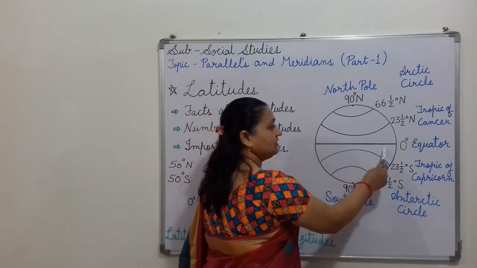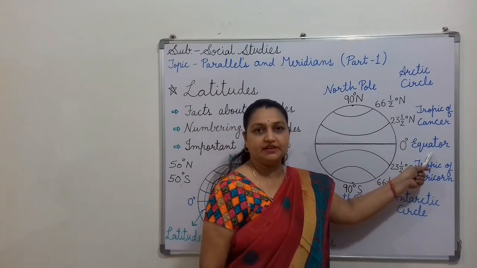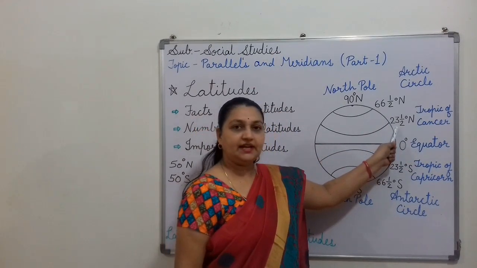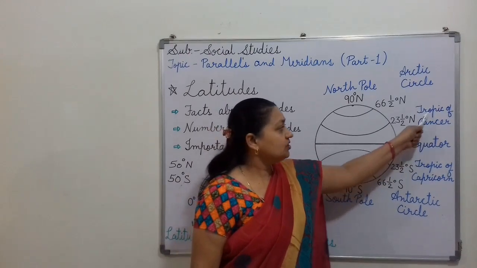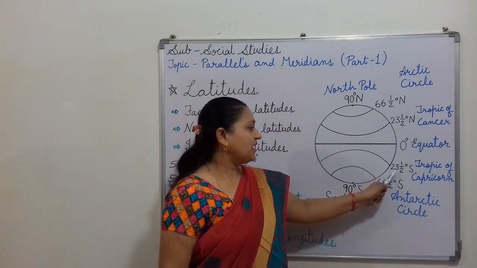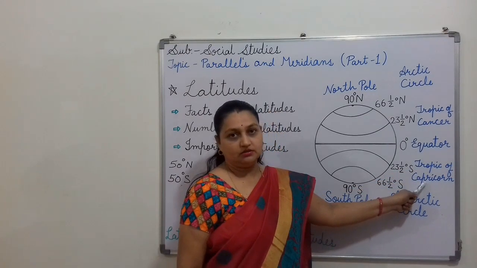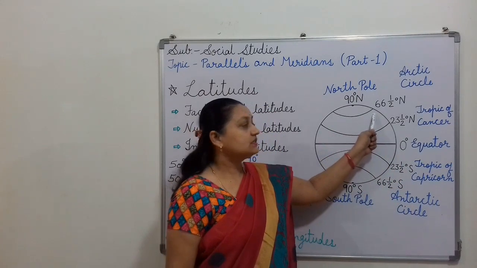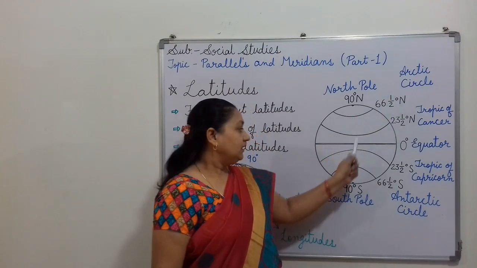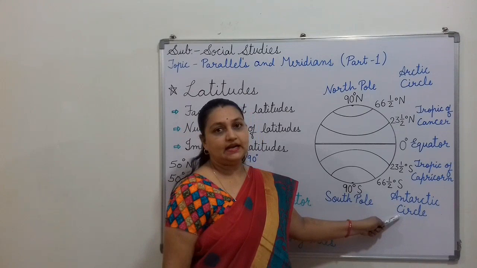Here, this is the central line of latitude which is marked Cancer. The same latitude here in the southern hemisphere, it is marked as 23.5 degree south. It is known as the Tropic of Capricorn. Now coming to the northern hemisphere, this is the 66.5 degree north latitude. It is known as the Arctic Circle. In the southern hemisphere, this 66.5 degree south latitude, it is known as the Antarctic Circle.